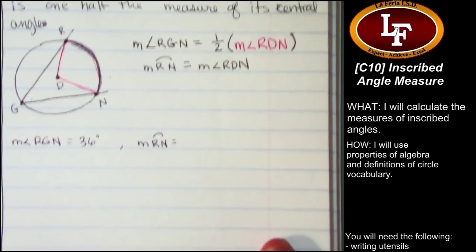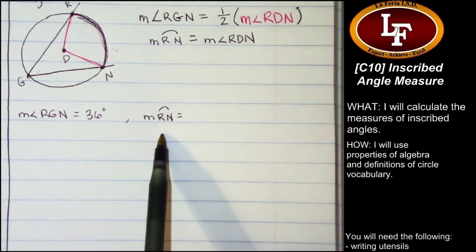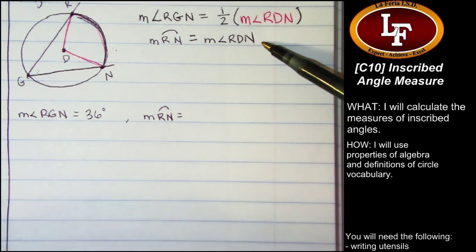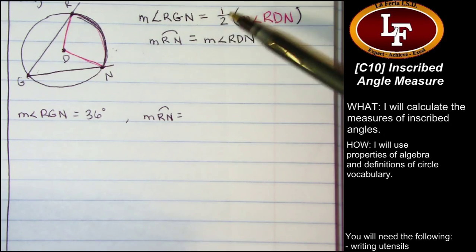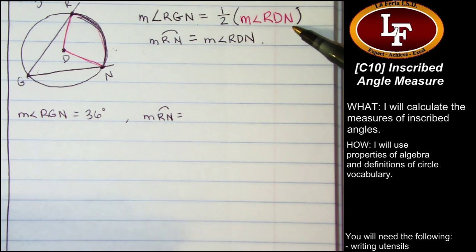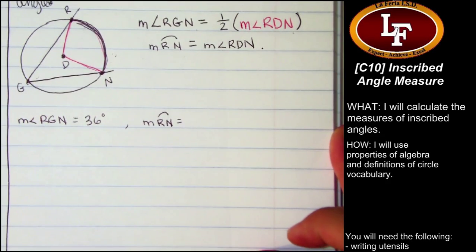Now, using the formula that we just discussed, we know that the measure of the arc is the same as the measure of the central angle, and that the measure of the inscribed angle is half of the measure of the central angle. So if I can figure out what the measure of the central angle is, I'll know exactly what the measure of the arc is. That's what I'm interested in.